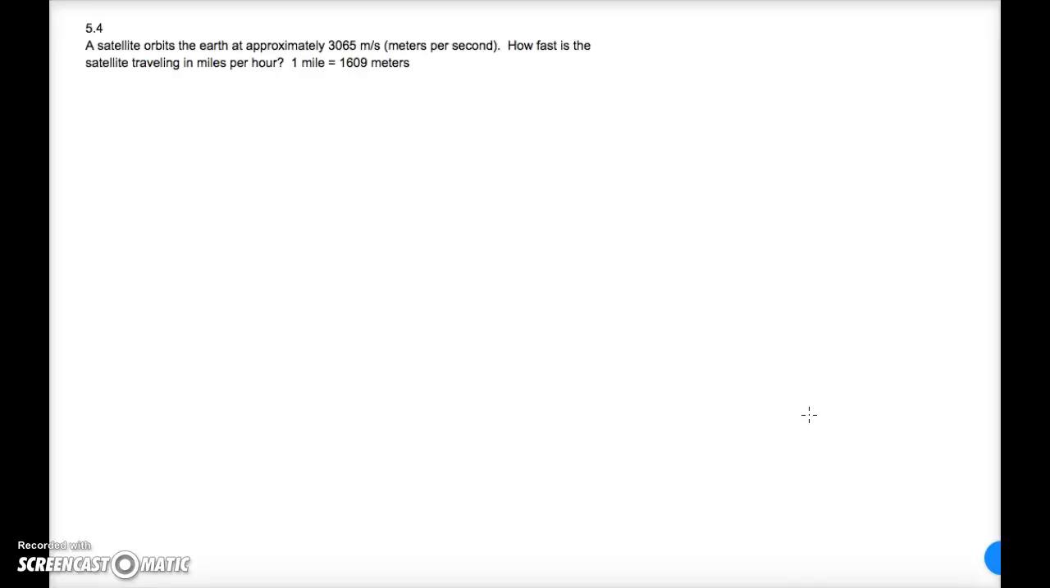The satellite orbits the Earth at approximately 3,065 meters per second. How fast is the satellite traveling in miles per hour? And we're told that 1 mile is equal to 1,609 meters. So we're going to need to convert meters to miles and seconds to hours. So we're going to start with 3065 meters in 1 second. And we want to end up with, I'll write this way over here, miles over hours.